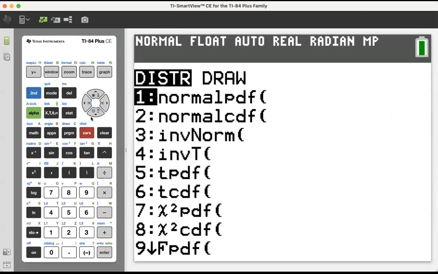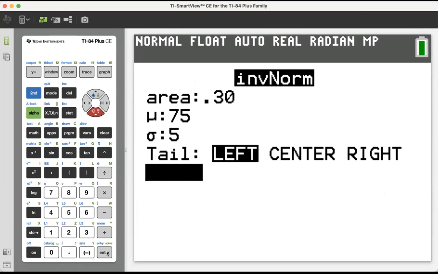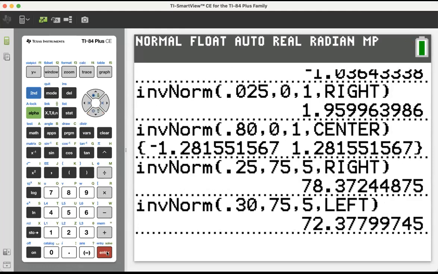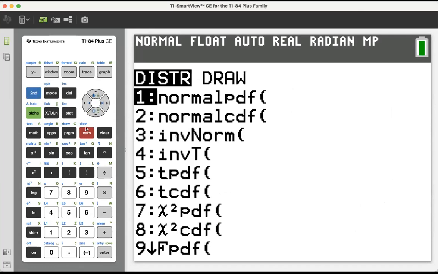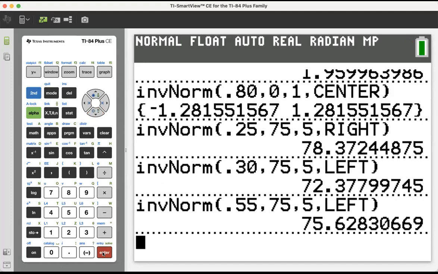Okay, let's do the bottom 30. Left, paste, 72.38. Yep, that's what the slideshow had. And let's do bottom 55. Left, 0.55, 75.63.